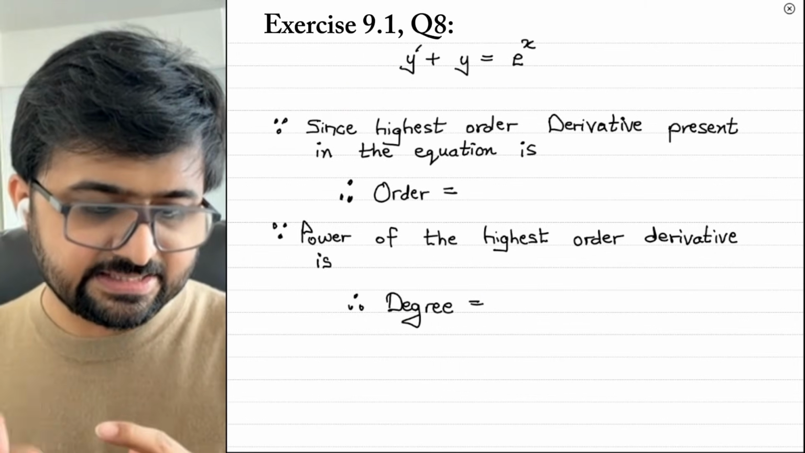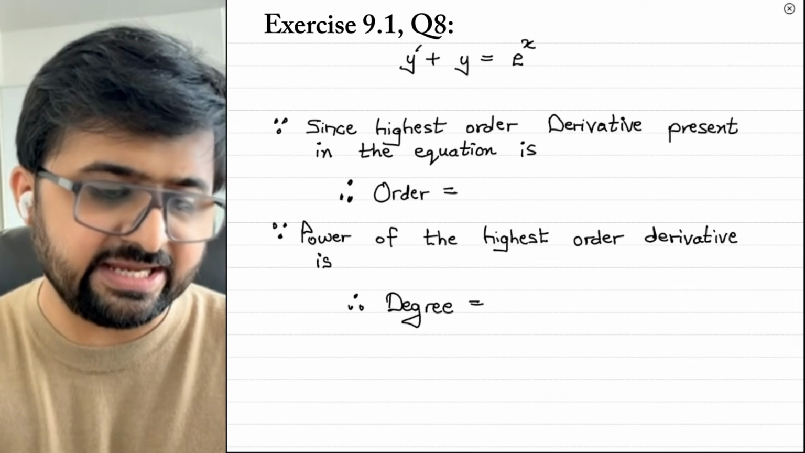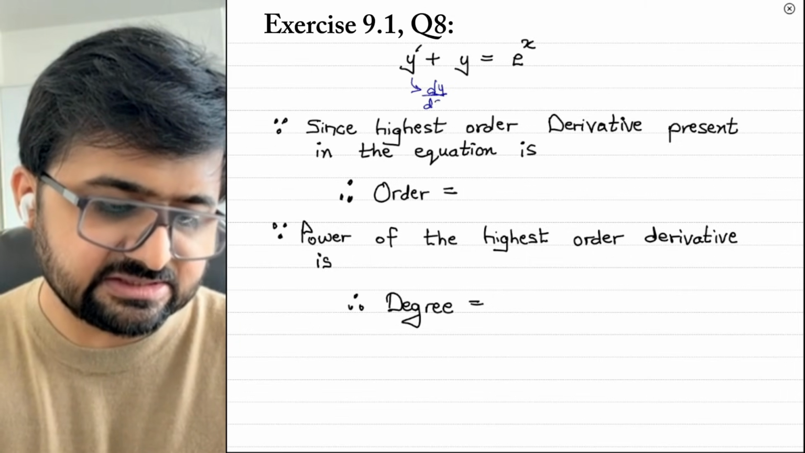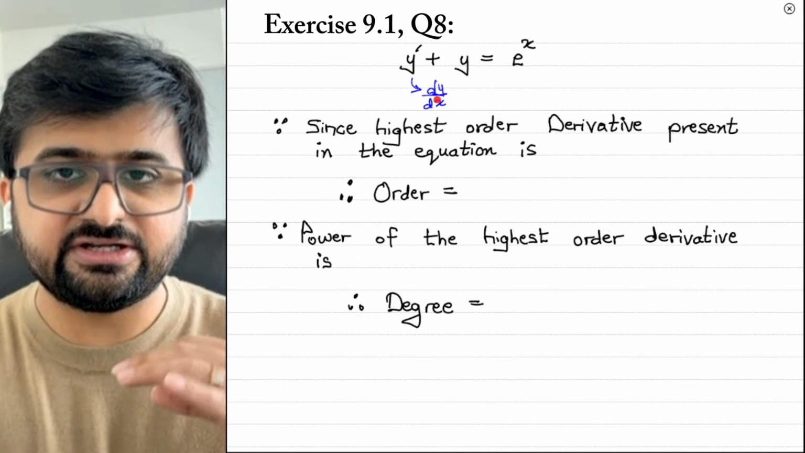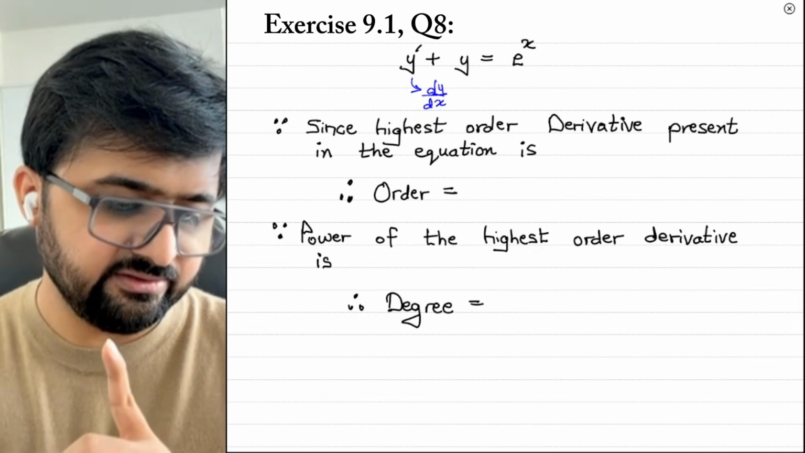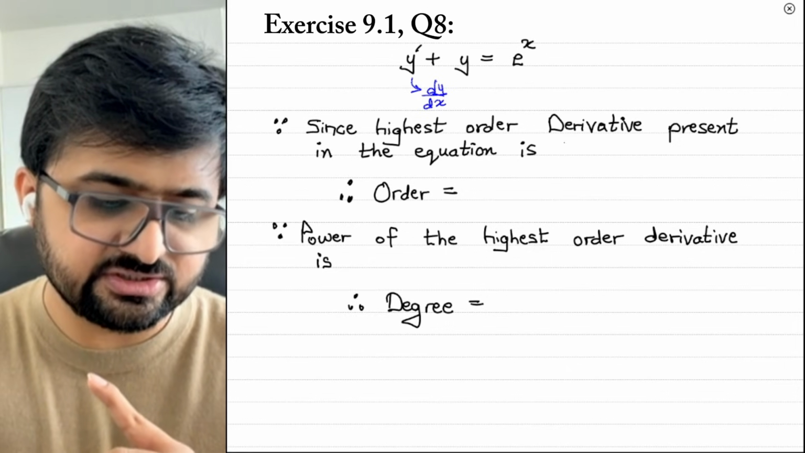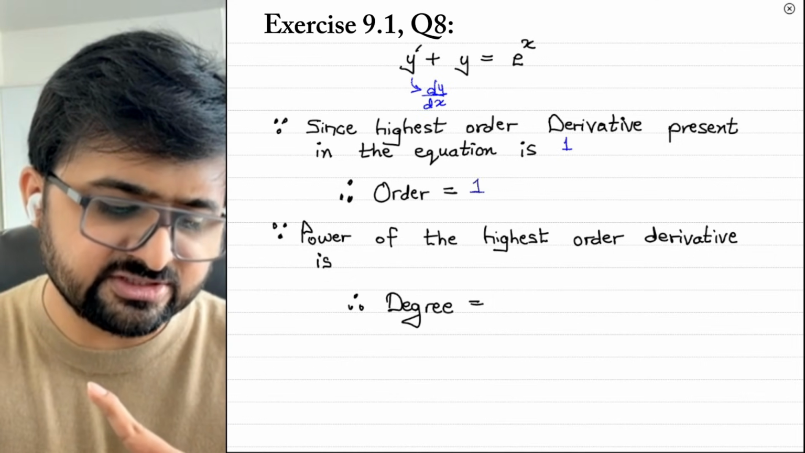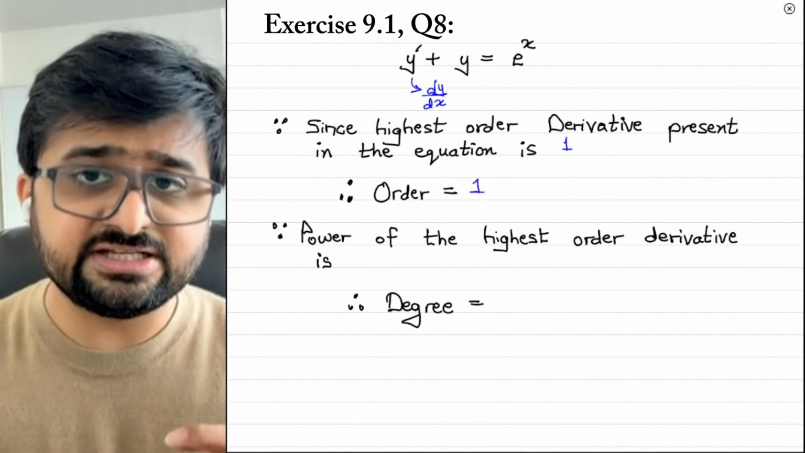All right, in this next example, we have y' + y = eˣ. We know this y' is dy/dx. So this is the first order derivative, and it is the only derivative term present. Since the highest order of the derivative present in this equation is 1, the order of this differential equation is 1. Okay, very simple.